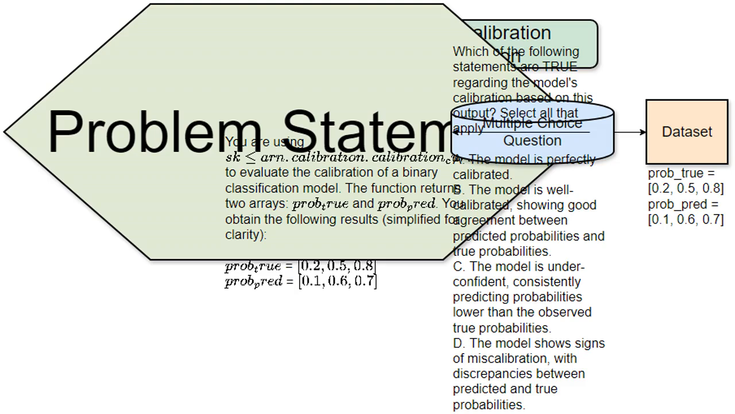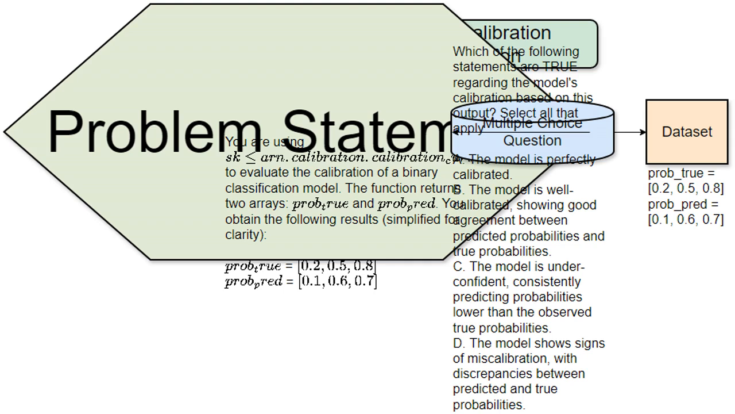I'm evaluating a binary classification model's calibration using Sklearn. The calibration_curve function gives me two arrays, prob_true and prob_pred. prob_true shows the actual average probability of the positive class for different groups, bins, of predictions, while prob_pred shows the average predicted probability for those same groups.